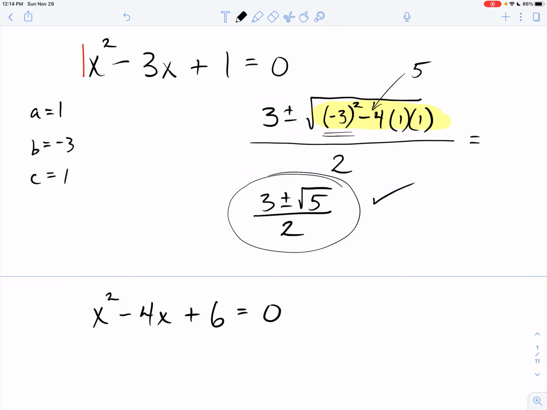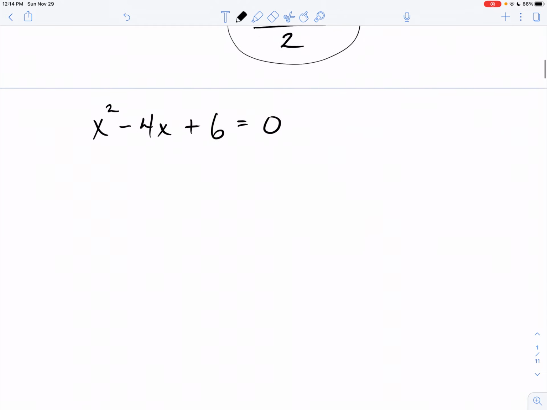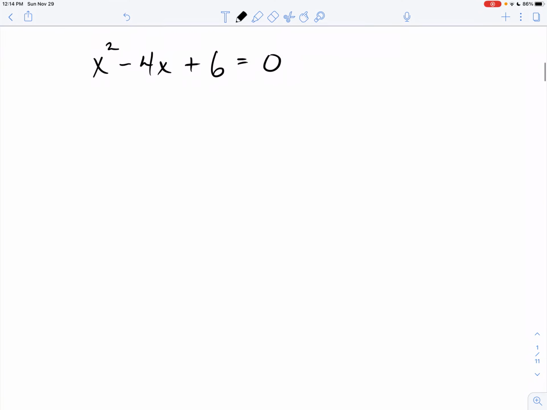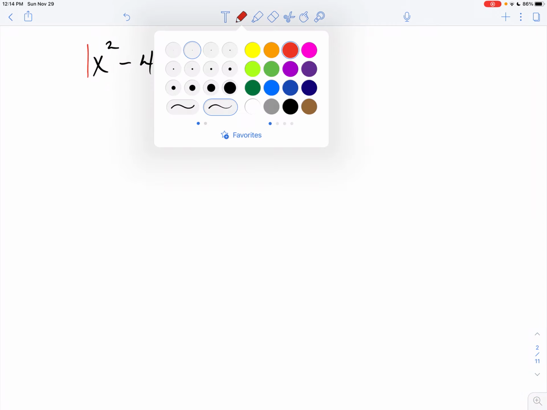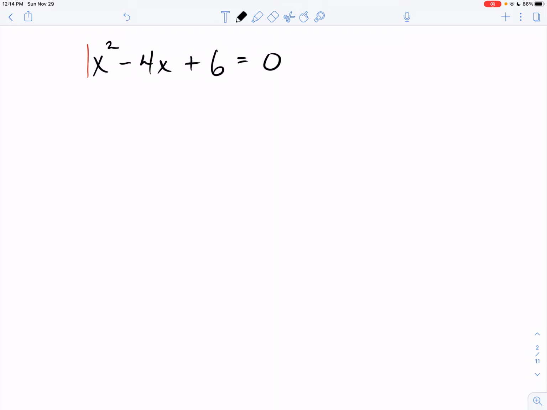Okay, let's move on. This next one says x squared minus 4x plus 6. So once again, they didn't write in the a value for me. So it must be a 1. And that's very common. So I'd say, okay, a equals 1, b equals -4, c equals 6. And I'm going to say -b, so a double negative. -4. So that's just 4. -b. Plus or minus square root of.